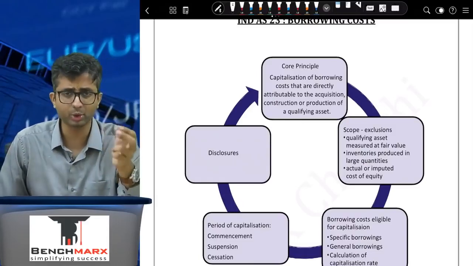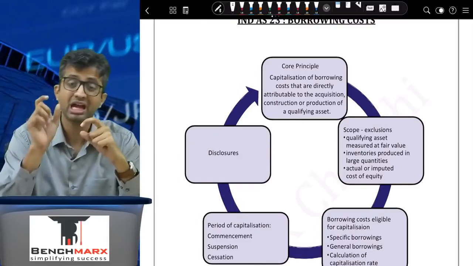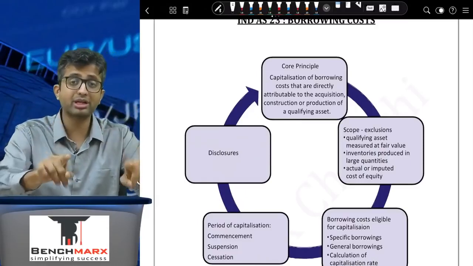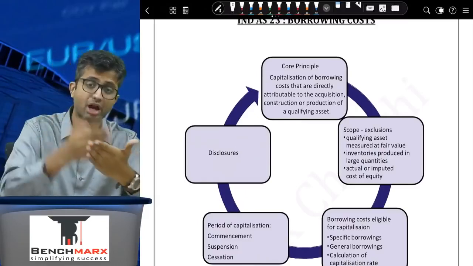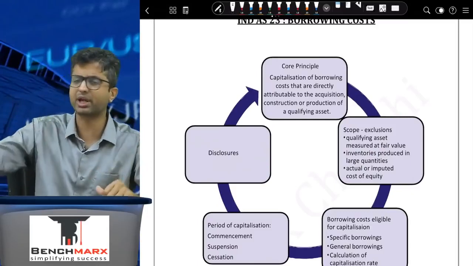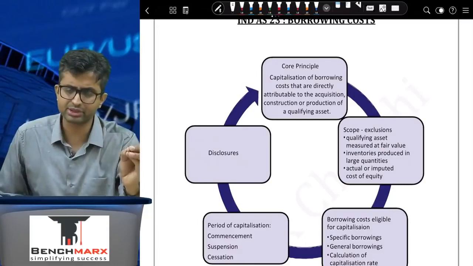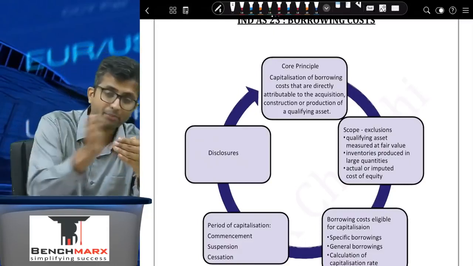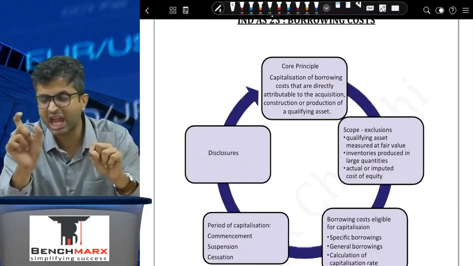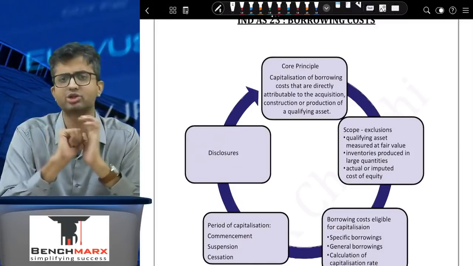There are two types of borrowings. There's a general borrowing and specific borrowing. In specific borrowing, remember, the borrowing cost capitalization starts entirely from the commencement date, irrespective of whether full expenditure is incurred or not. If the expenditure starts, capitalization starts from the commencement date, and if there is any income on temporary investment of surplus funds, you will subtract it.